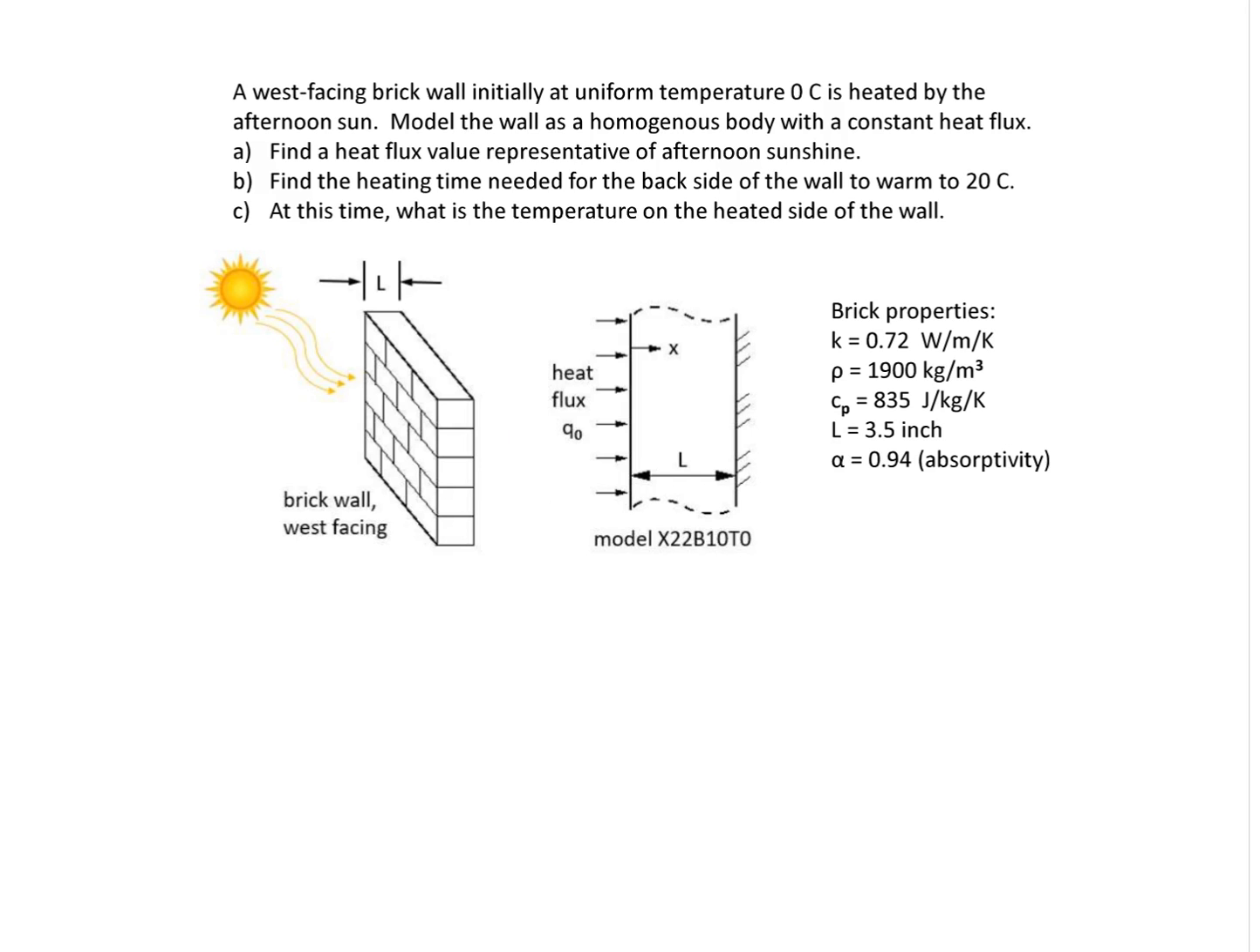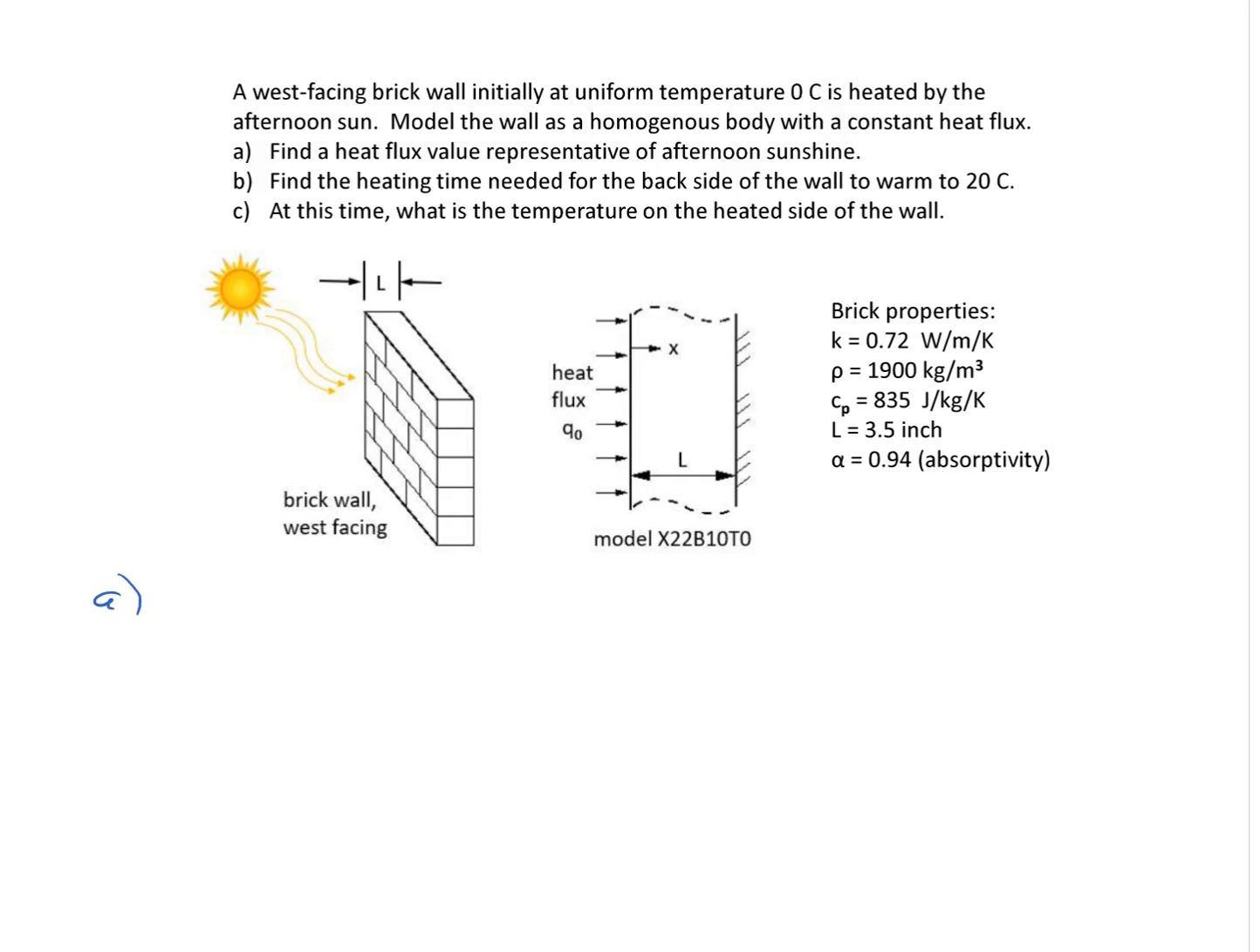We're going to model the wall as a homogeneous body, and we're going to assume that there's a constant heat flux at the surface rather than the sunshine. So part A, we're going to look for the heat flux value representative of afternoon sunshine. Part B, we're going to look for the heating time needed for the back wall, the inside wall, to warm up by 20°C, and we're going to look for the temperature on the heated side of the wall at that time. That's part C. So let's look at part A.